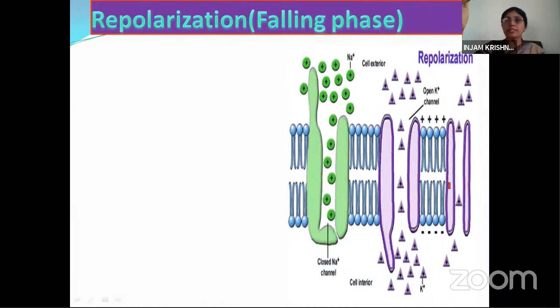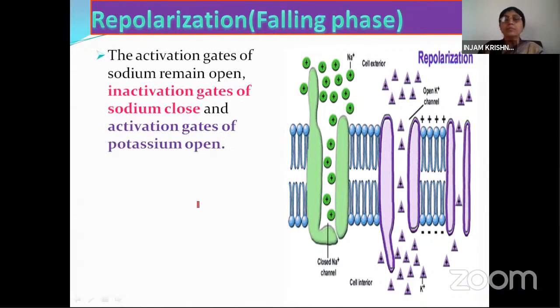Next, after depolarization, what is the next phase? It is the repolarization. It has to reach the normal, original, or previous status. What is repolarization? Due to the depolarization, we lose the polarization, so again we have to achieve the polarization. How does it happen? The sodium gates are already open. That's why sodium influx is going on, it undergoes depolarization, and action potential is generated.